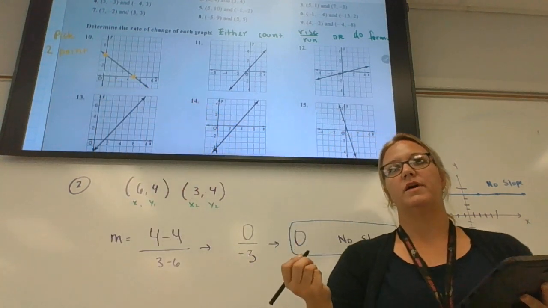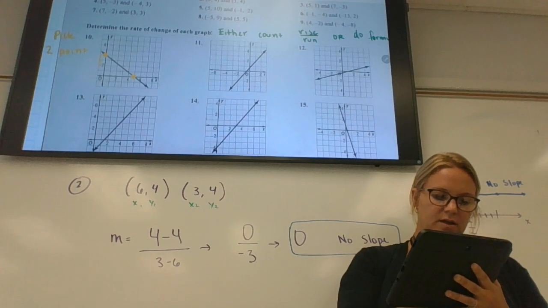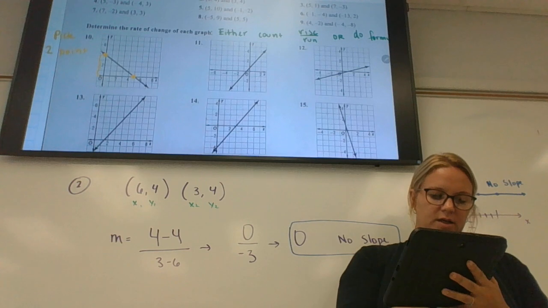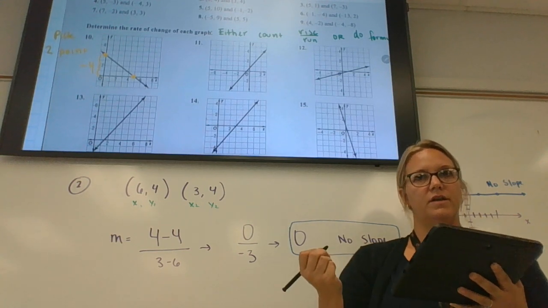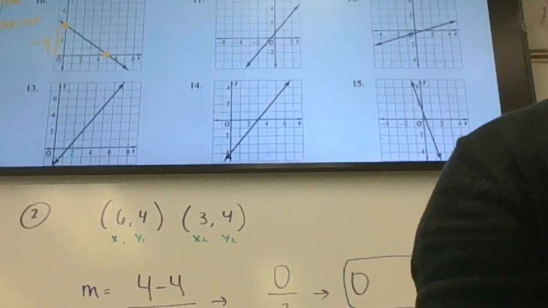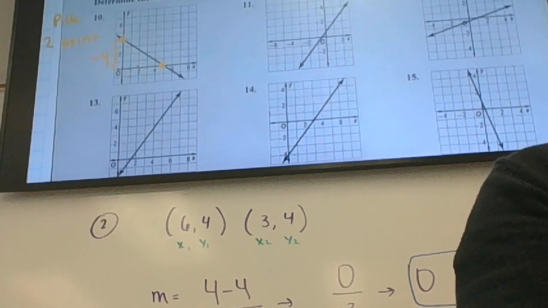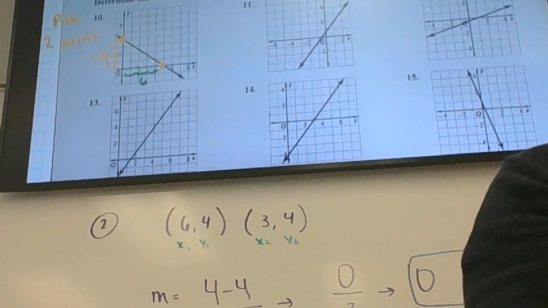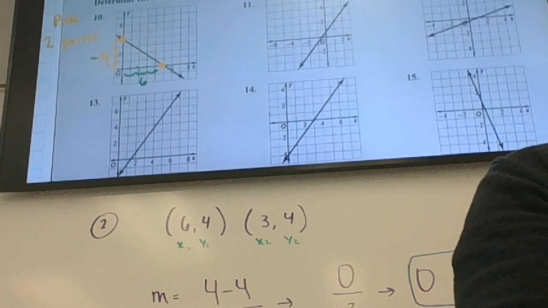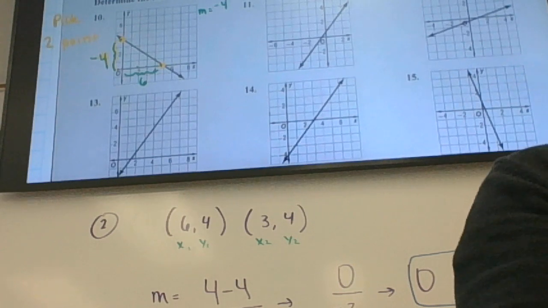So I can count rise over run. If I do that, I see that it's going down 4. I show that with a negative sign. And then it's going over 6. Is it 5? My bad, thank you. Over 5.